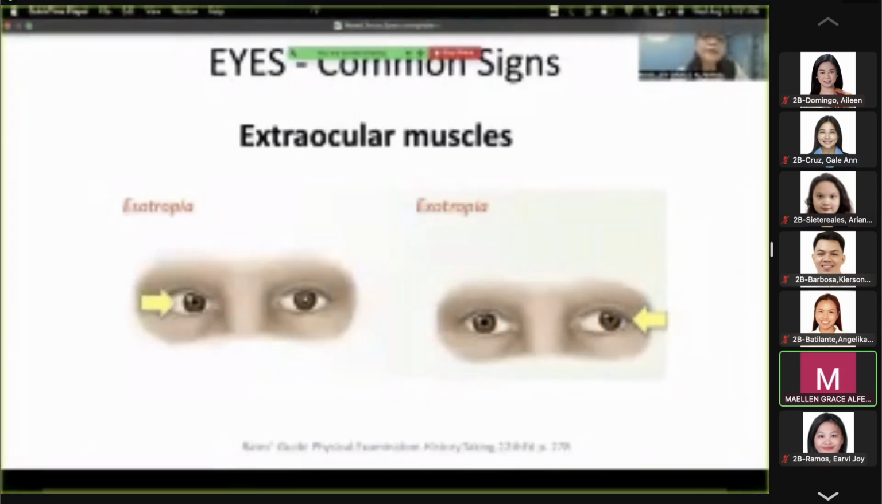So here, you will see a medial deviation of the right eye. So there's a medial deviation, you call this esotropia. The next picture shows the left eye is deviated towards the lateral side. Okay, you call this exotropia.